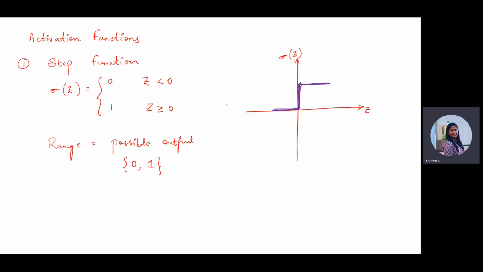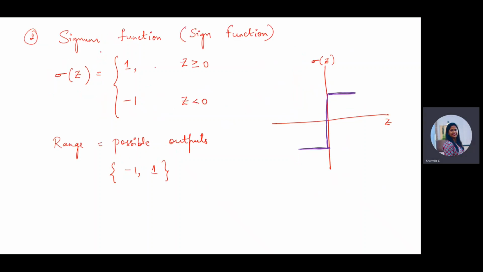The second type of activation function is called the sign function, sometimes the signum function. When the linear unit value is processed through the activation function, sigma of z returns 1 if z is greater than or equal to 0, and -1 if z is less than 0. The possible outputs are in the range -1, +1.